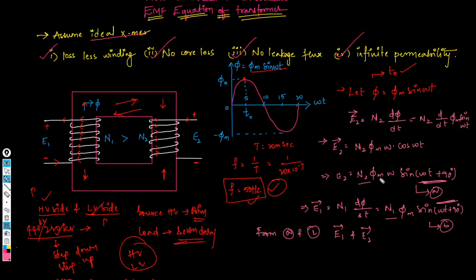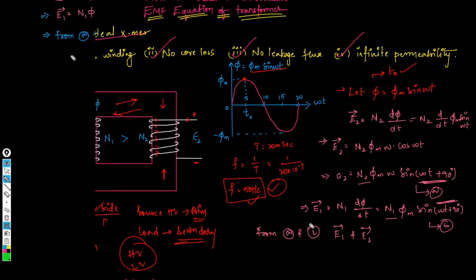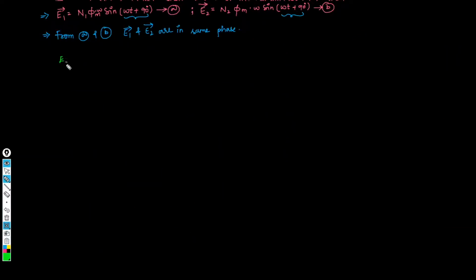So as these are two constants, N2 phi m and N1 phi m, they cannot create a phase difference. Therefore E1 and E2 are in the same phase. We will find the E2 RMS value.